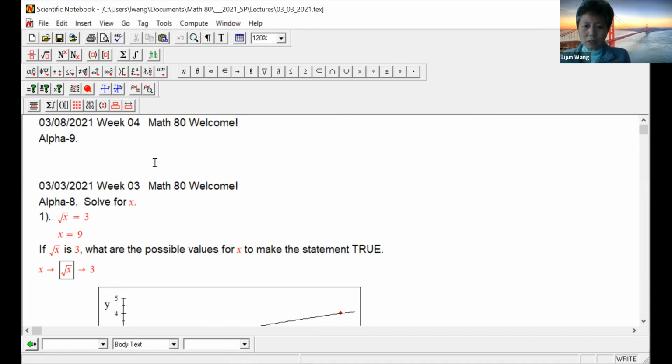All right, so let's look at some questions in Alpha 9. We start with the first one. The first one certainly is not very difficult, but we're going to use this example to explain a lot of things. First of all, it says solve for x. The question in consideration is x squared equals 9.